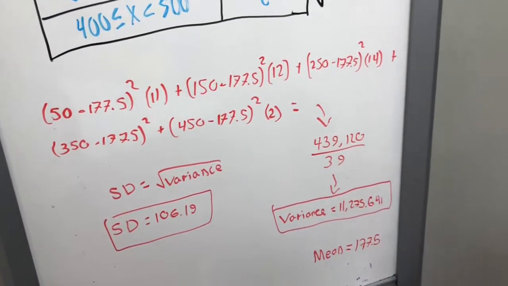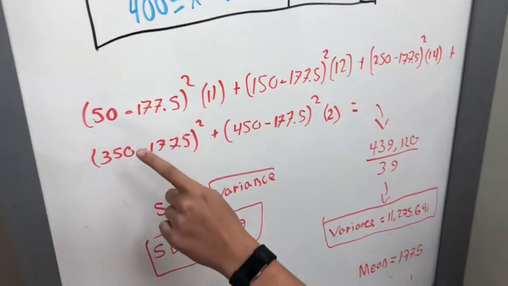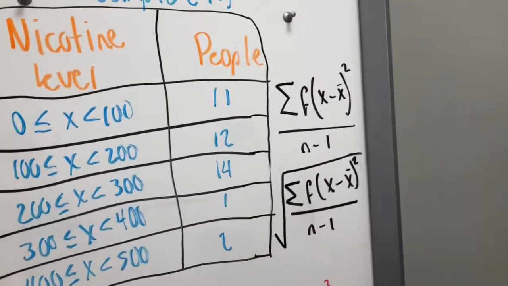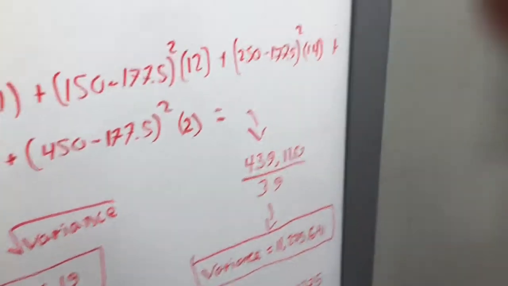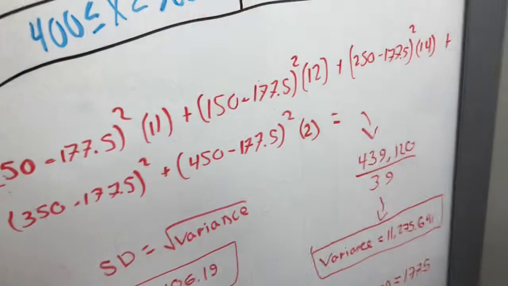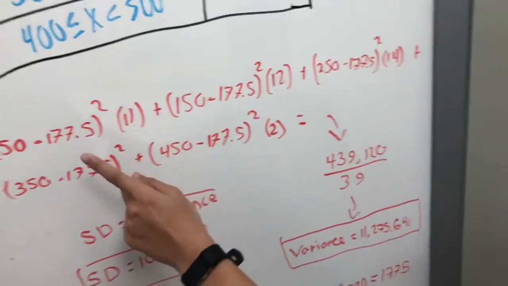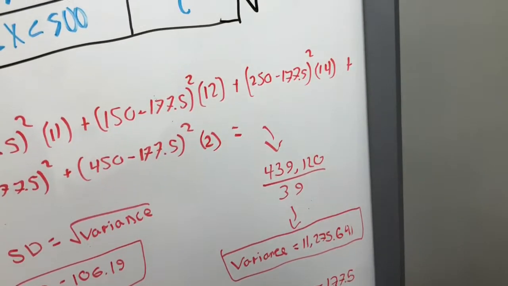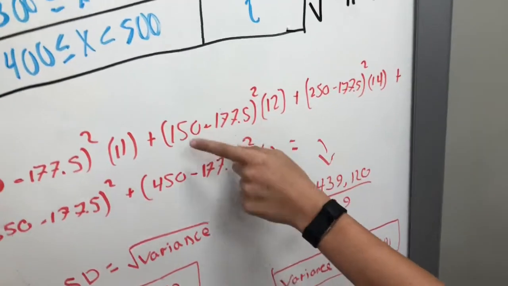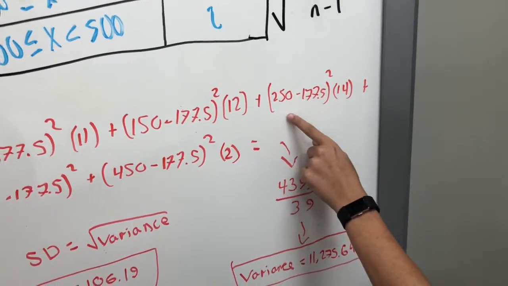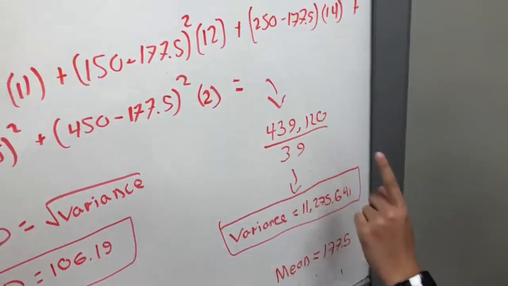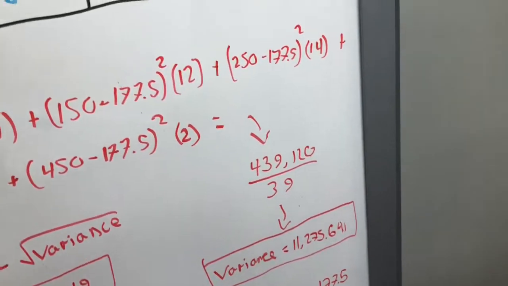In order to get the variance, we need to make a difference between one of the class marks minus the mean. Then that result, we're going to square it, and then we will multiply it by the frequency. So the class mark of 50 has frequency 11, so we will use 11. Then we repeat this process with all the class marks, 150 times this and 10 times 12. The same with 250, 350, and 450. At the end, we will get a final result of 439,120.